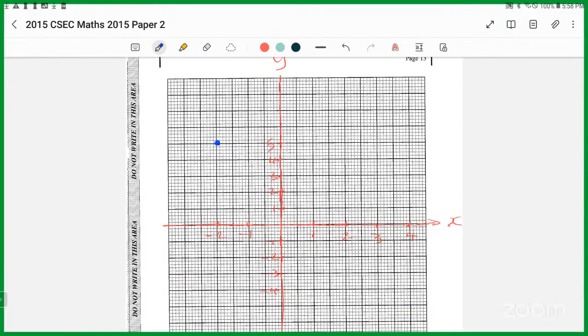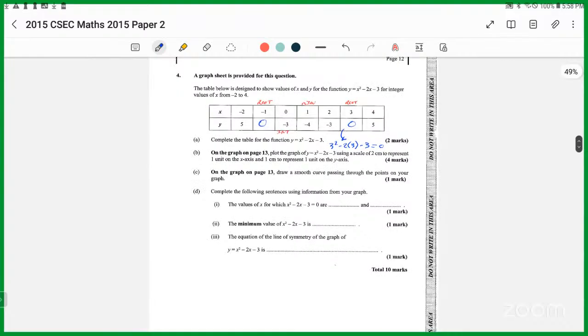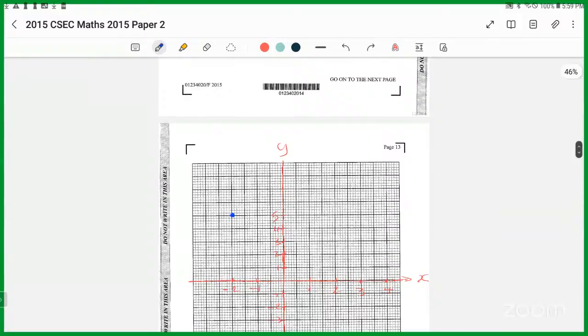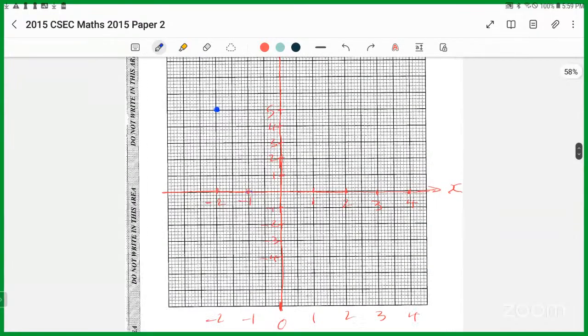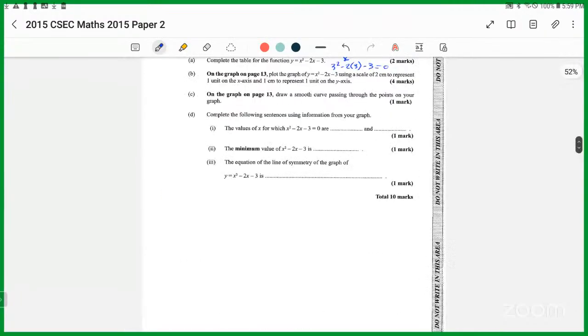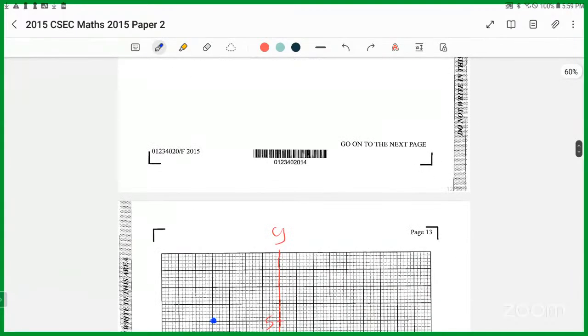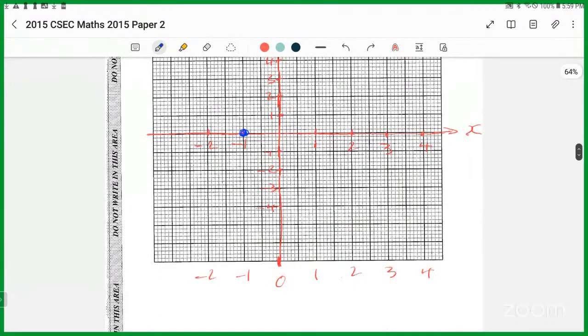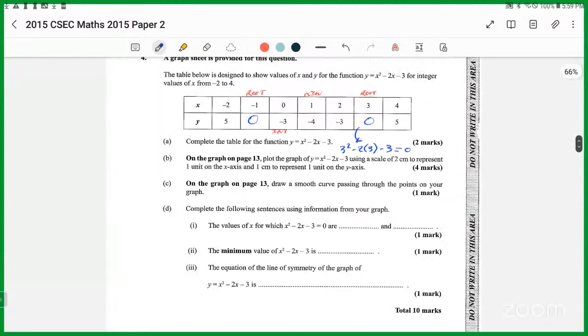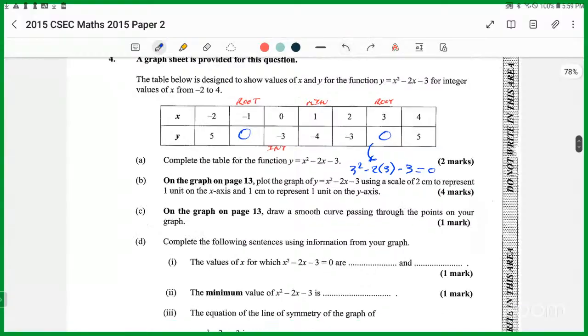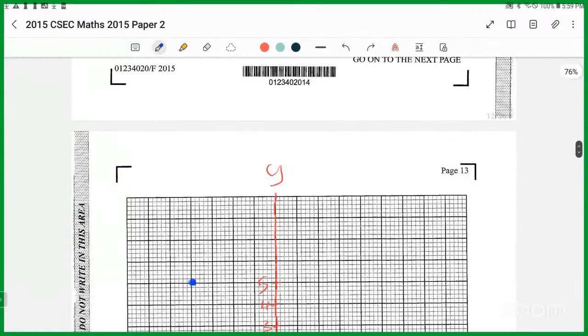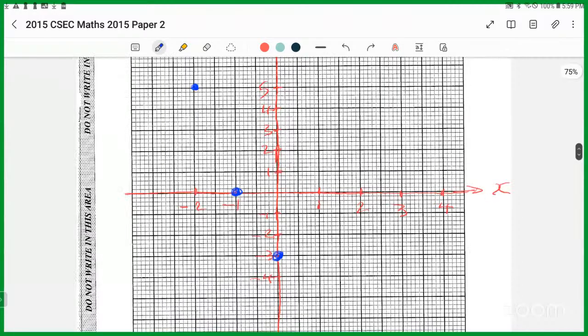Next one is negative 1, 0. That's on the x-axis, right here. And we have 0, negative 3, the y-axis intercept. 0, negative 3 is right here. And then we have 1, negative 4. That's the vertex, the turning point. 1, negative 4, that's right here.